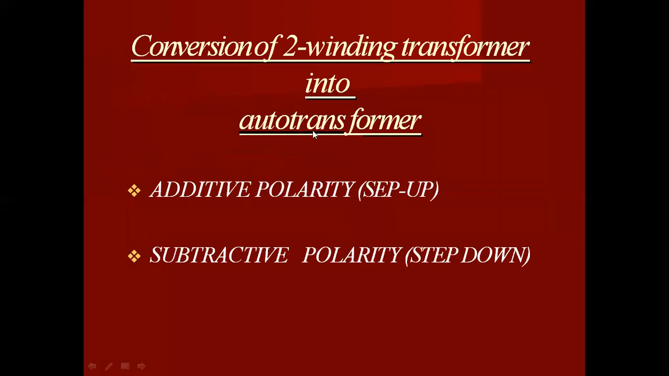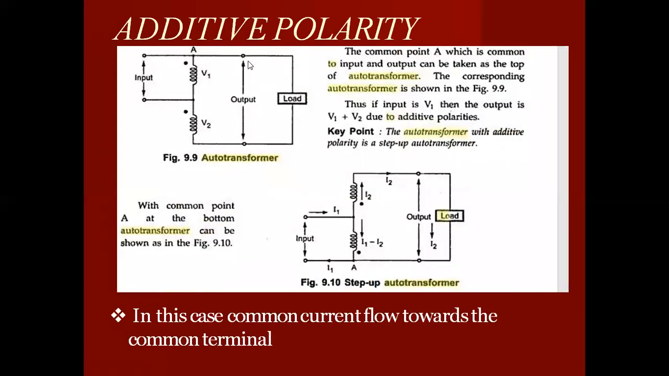So conversion of a two winding transformer into an autotransformer. How to convert a two winding transformer into an autotransformer? One is called the additive polarity, that is step up, and one is called the subtractive polarity, that is step down. So the additive polarity is clearly seen in this figure. In this case, the common point A, which is common to input and output, can be taken as the top of the autotransformer, for both input and output.